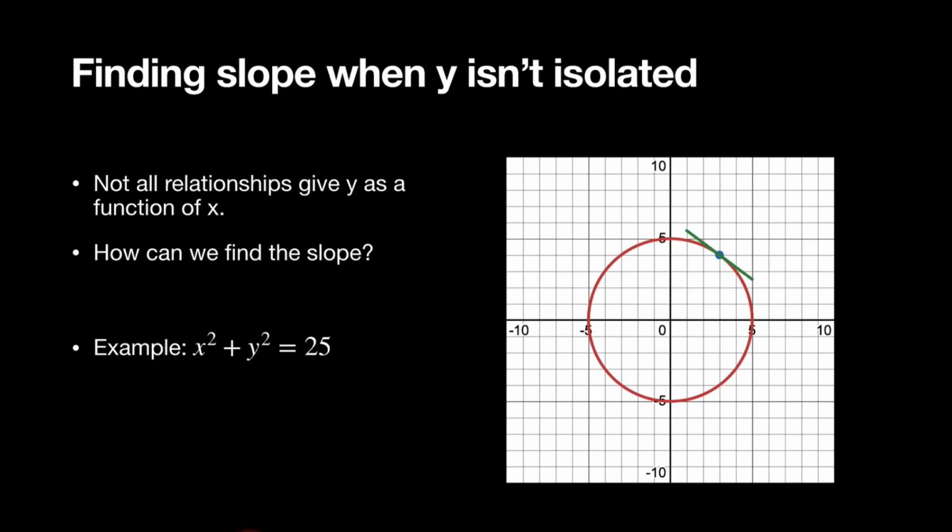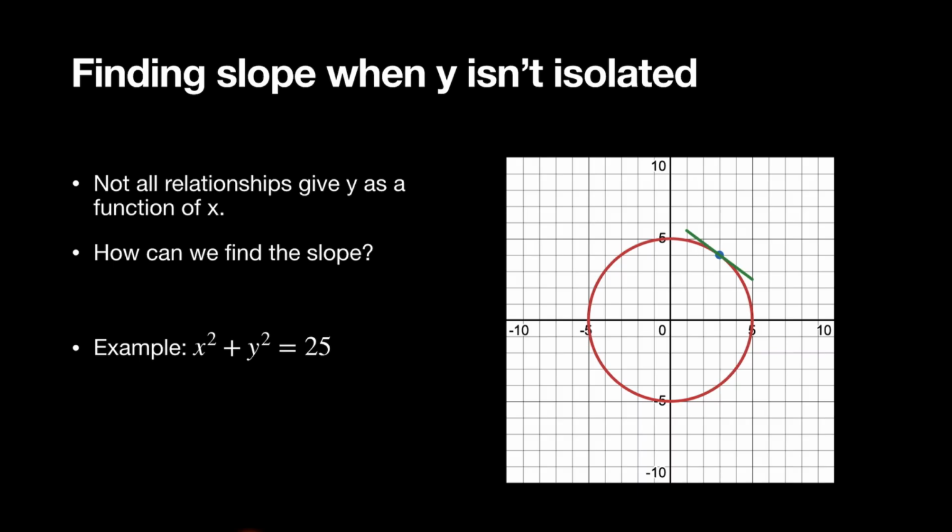This video is going to cover implicit differentiation. What we're going to do in this video using implicit differentiation is try to find the slope when we have an equation where y is not isolated. And the reason this is important is not all relationships give y as a function of x. Not all equations are solved for y.